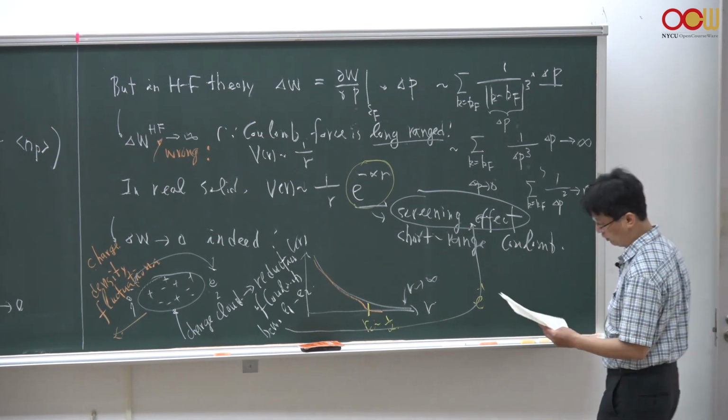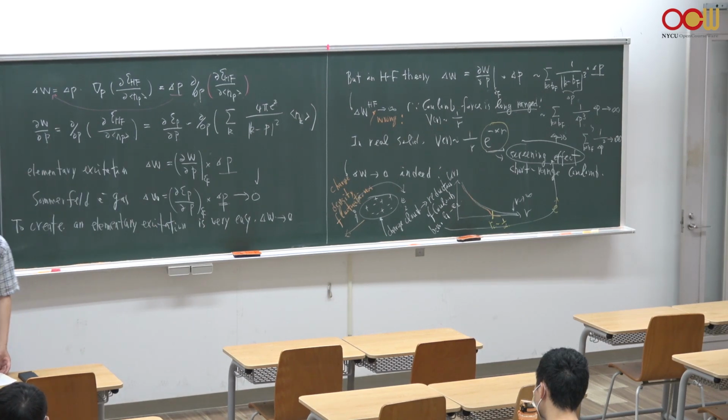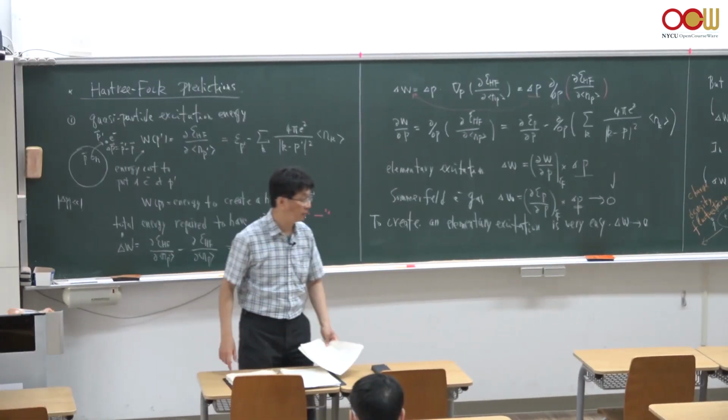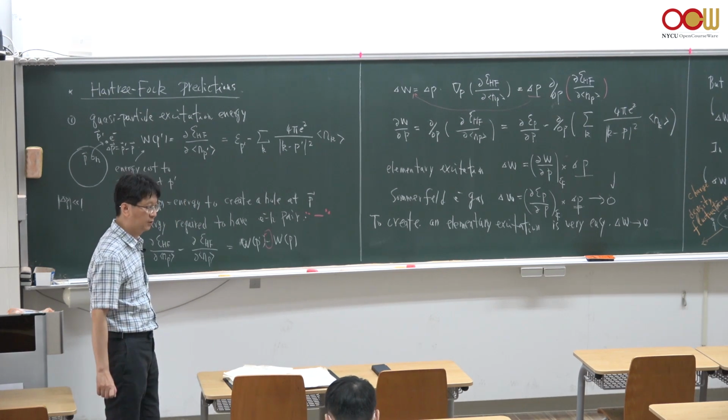But we should first describe another wrong prediction made by Hartree-Fock theory. So let's take a short break. When we come back, we will calculate another quantity which again tells us that Hartree-Fock theory fails in every way.